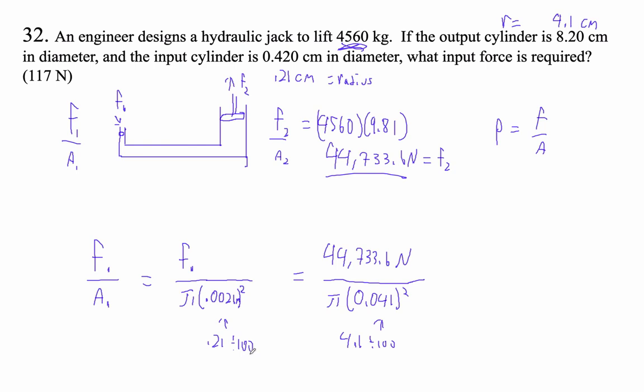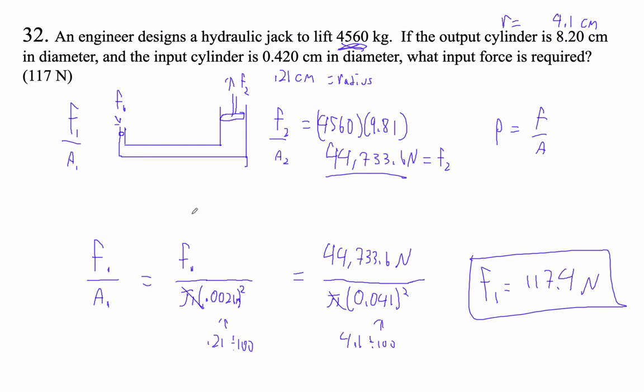All right, I think we can do this. I'm going to take this number on my calculator. Notice that the pi goes away. So this number on my calculator divided by 0.041 squared, times this number squared, 0.0021 squared. And now I get that F1 is 117.4 newtons. Ta-da!